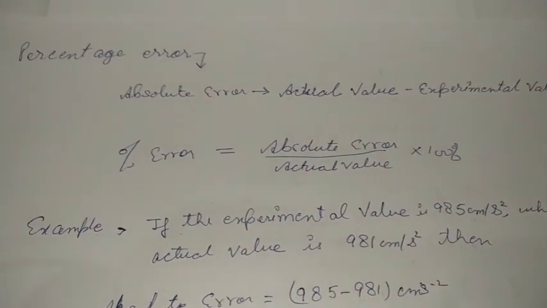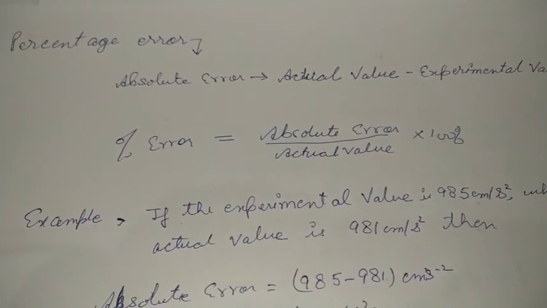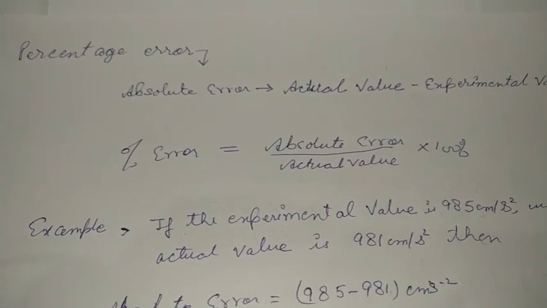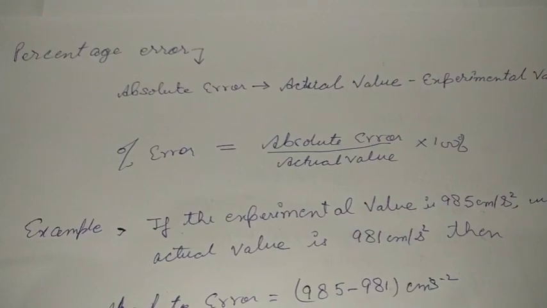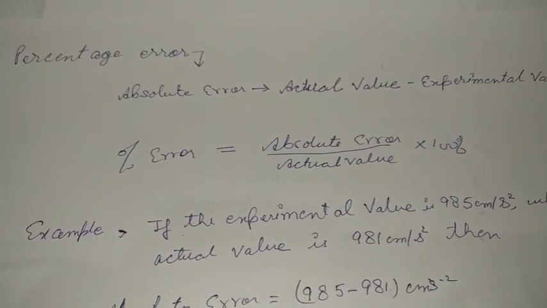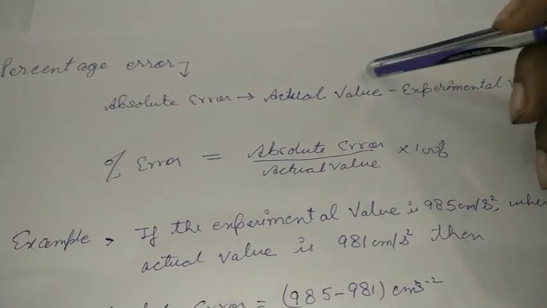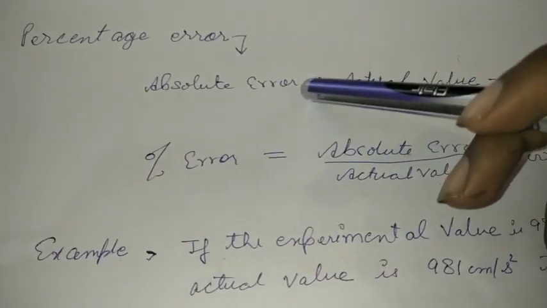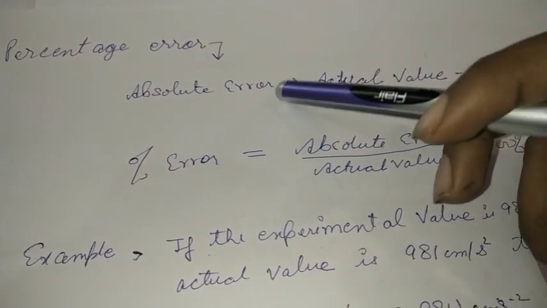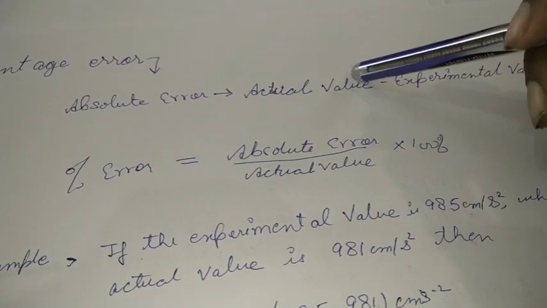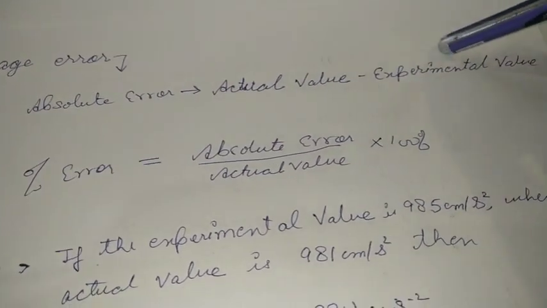Now in the lab, whenever we carry out any experiment, because of some resistive forces or because some precautions are not being followed, we may get a particular value that is just an experimental value, and that is not exactly equal to the actual value that it is supposed to be. That brings us to an error, known as the absolute error. This absolute error is equal to the actual value that is supposed to come out, minus the experimental value.